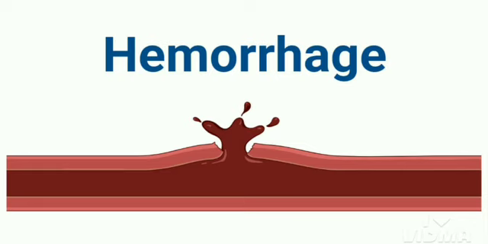So in classification, first of all we can discuss based on source of bleeding. Arterial bleeding, that is bright red in color. Venous bleeding, that is dark red and steady flowing. Then capillary bleeding, it will be slow and oozing. Next, based on location, that is external hemorrhage and internal hemorrhage.